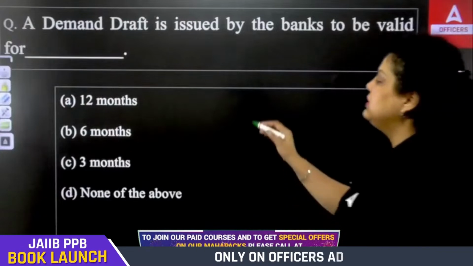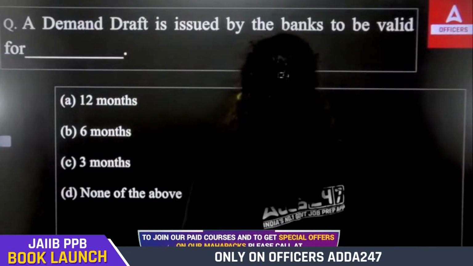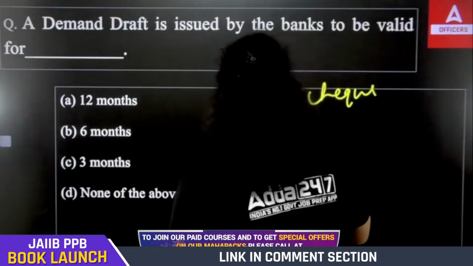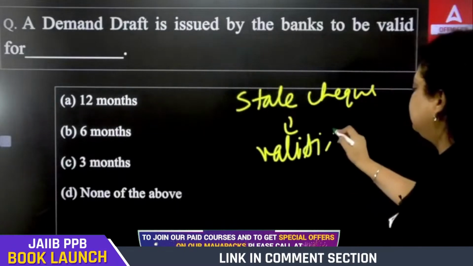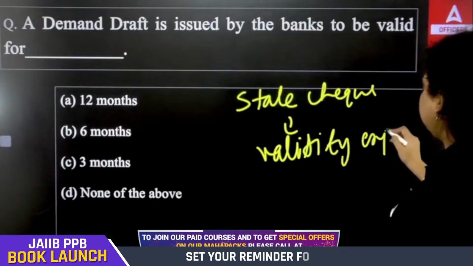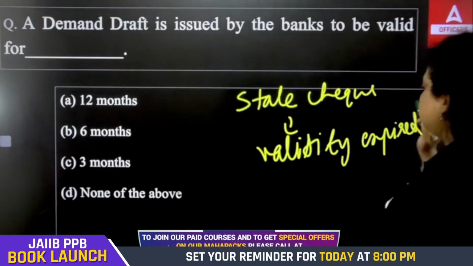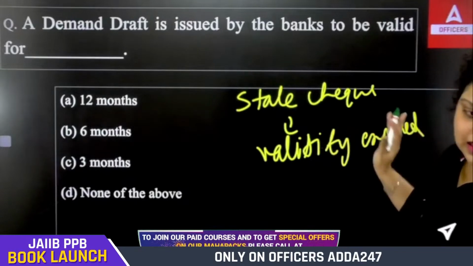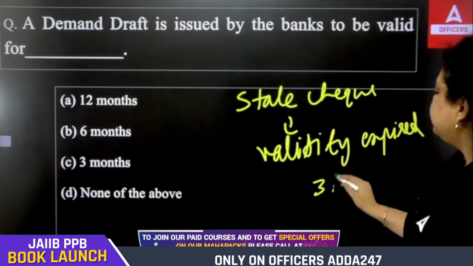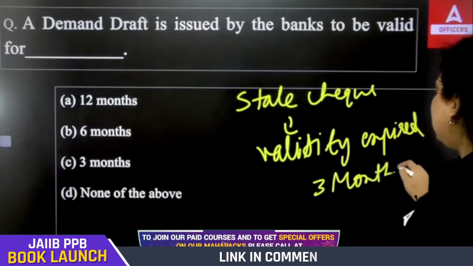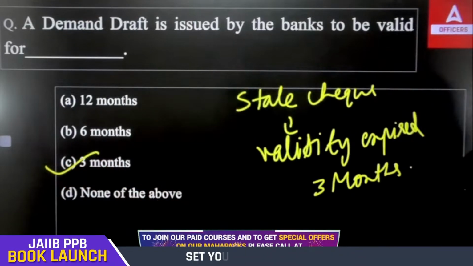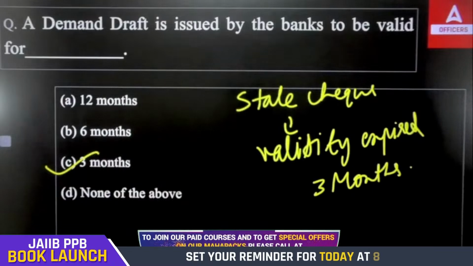If I talk about the stale check, now stale check means what? The check whose validity expired. That check is known as your stale check. Clear? The check whose validity expired, that's a stale check, and the validity of a check is 3 months, the same for the DD also. Demand draft also has the same validity, that is 3 months.